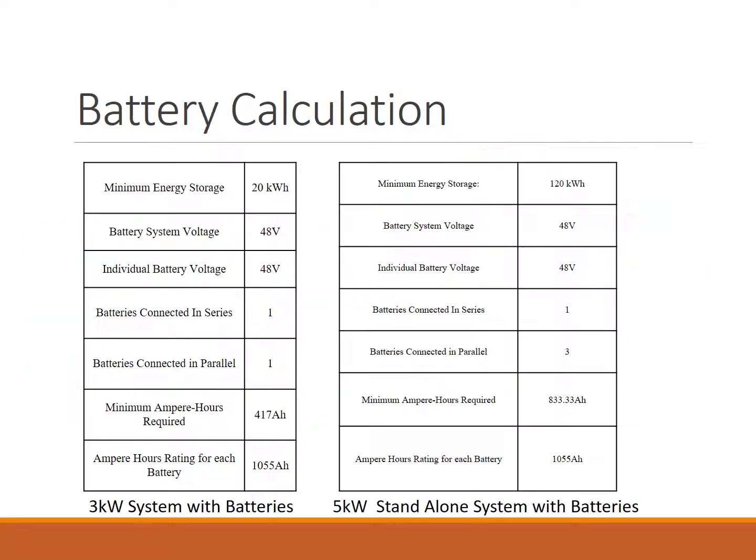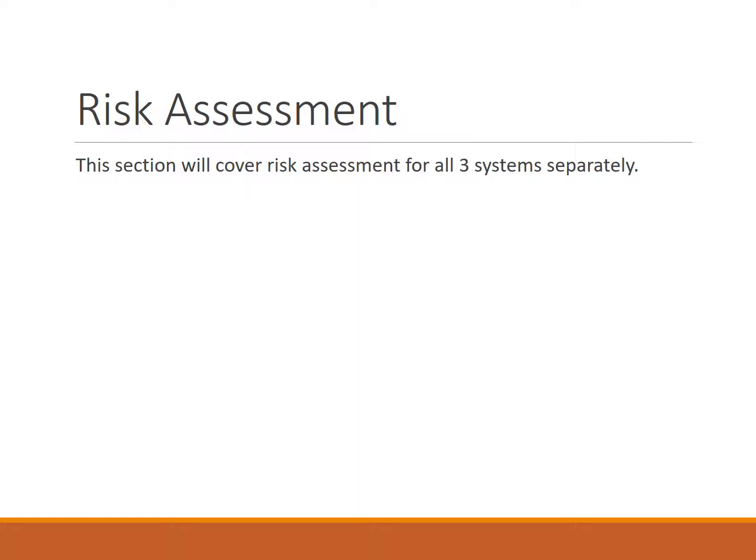When we perform the battery calculations, we determine that for the 3 kilowatt system that does have batteries, we only require one 48 volt battery. However, for the 5 kilowatt standalone system, we know that we don't have a grid type connection anymore. For that reason, we actually require 3 batteries in parallel of 48 volts each. This makes the system much more reliable by itself. However, batteries are really expensive, and we're going to see how that translates into a really expensive project if we went with that approach. So we're going to be performing risk assessment for all 3 cases separately.